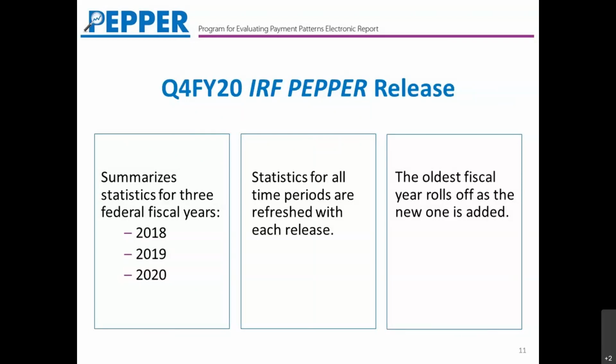Every time that a PEPR is produced and released, the statistics are refreshed through the paid claims database. Therefore, if you're looking at a previous PEPR release and comparing it to this release, you probably are going to see some slight changes in your numerator, denominator, your percentile, those types of things. That could be because there are late claims that are submitted or corrected claims, which would be reflected in the updated statistics. Anytime we produce a report, the oldest fiscal year rolls off as we add the new fiscal year.